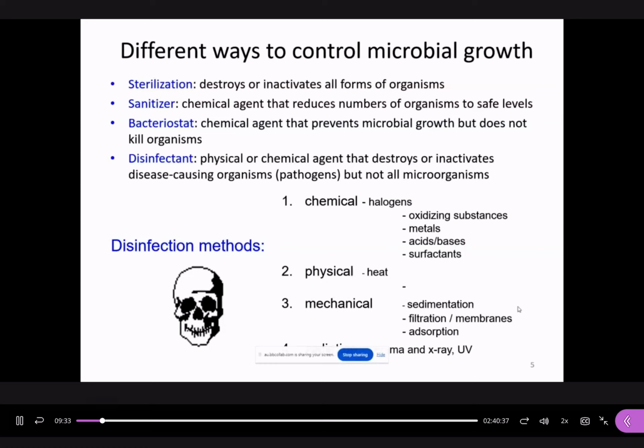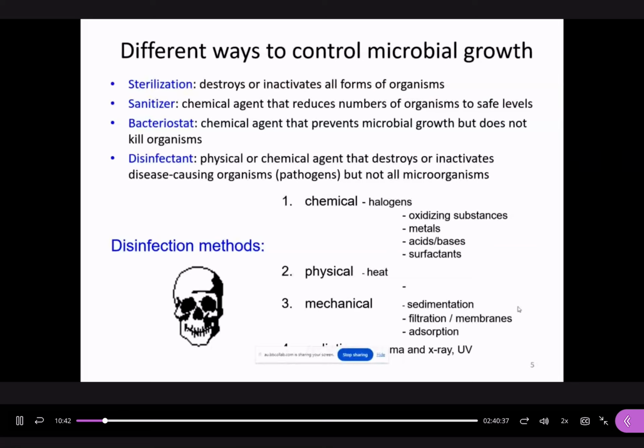We have different ways to control microbial growth. The first one we call sterilization, which destroys or inactivates all forms of organisms. What do we do? Autoclave. In our laboratory, if we want to do some microbial experiments, we need to sterilize our glassware. In that case, it destroys all forms of organisms. Then there is a sanitizer, or sanitizing solution, like hand washing solution: a chemical agent that reduces the number of organisms to safe levels.